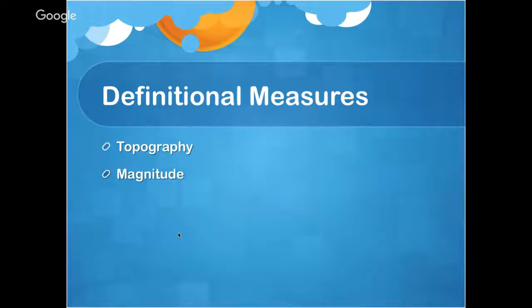Same with magnitude. Magnitude is the force or the intensity of the behavior. So the minions is another good example of that.